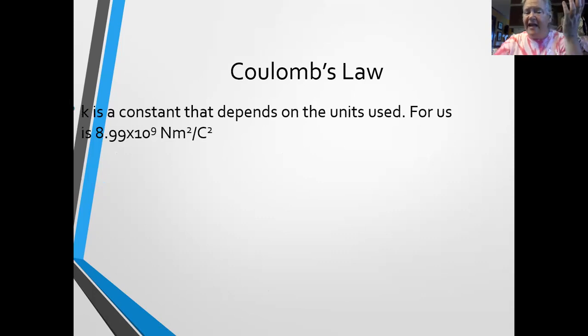Now, the K constant is a number that depends on the different units we use. For us, we're going to use Newtons, meters, and coulombs. So that value is 8.99 times 10 to the 9th Newton meters squared per coulomb squared. That works just like the one for the universal gravitational constant. It's a proportionality constant. So this is a constant, little k, that you just write down.